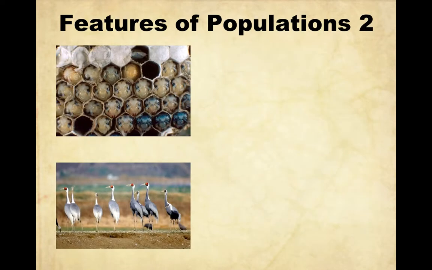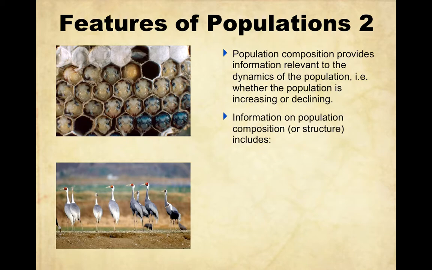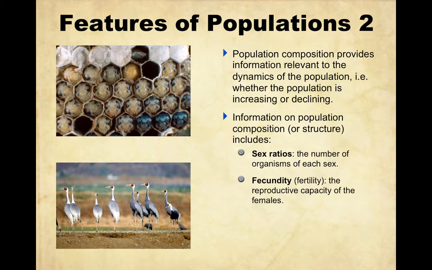Other features of populations can give you a little bit more information because they provide information regarding whether the population's increasing or decreasing. So we can get population composition information via sex ratio, fecundity, basically how fertile they are, and age structure, the number of organisms at different ages. So these are different ways we can get more information about a population.